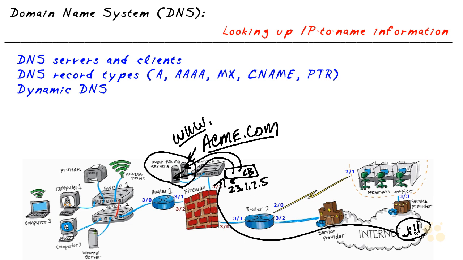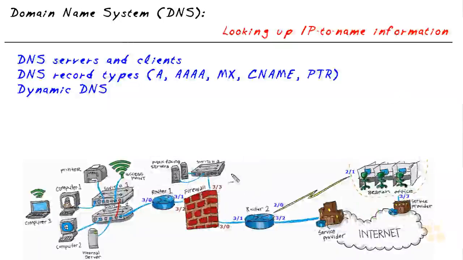So just as an example, this was 23.1.2.5. When Jill does her DNS request to her DNS server, saying, what is the IP address of www.acme.com? The response back to Jill should be 23.1.2.5. And then Jill would forward her traffic to her default gateway. It would be routed up to this load balancer and then load balanced across those servers. So we can see that having a DNS entry that points to the IP address where our devices are is really helpful because people can use names instead of memorizing IP addresses.